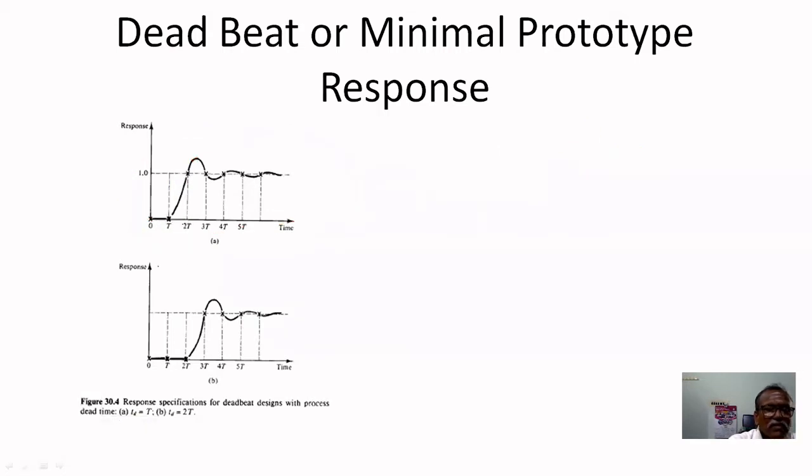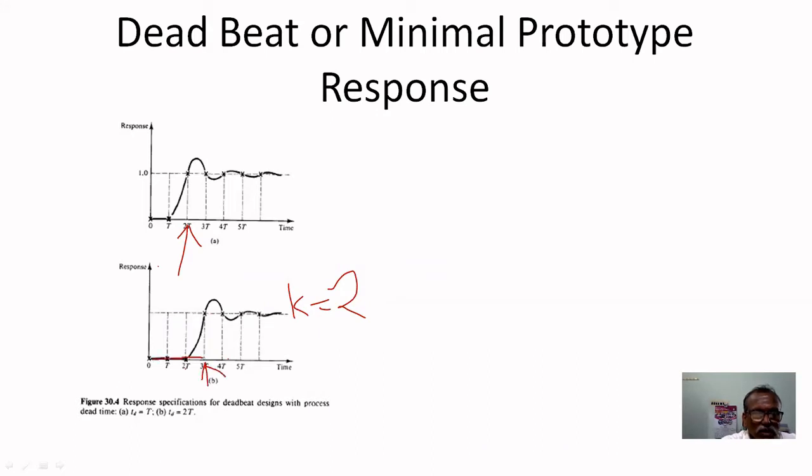From the second sampling instant, we are expecting the response. Here, the dead time equals 2, k equal to 2, that is 2 sampling periods. Therefore, we can expect the response only from the third sampling instant.